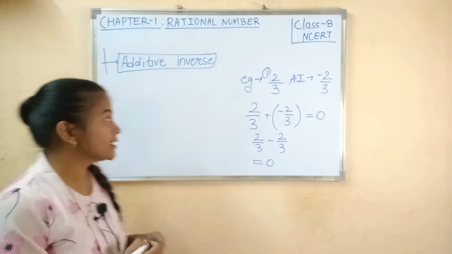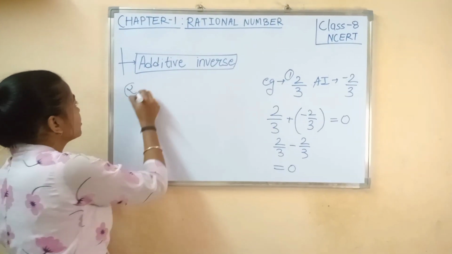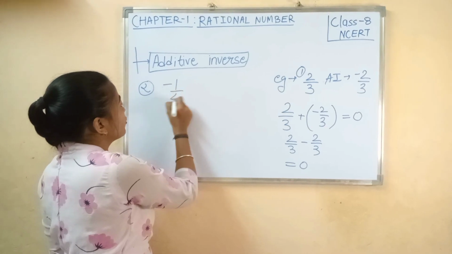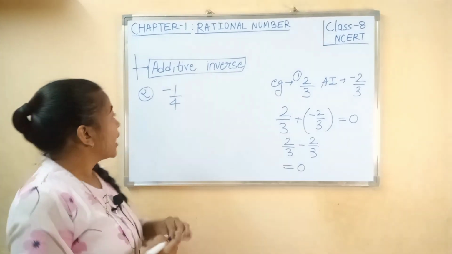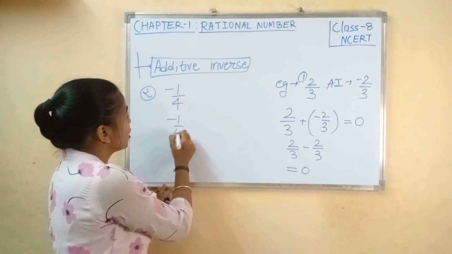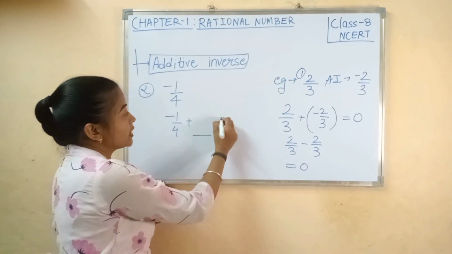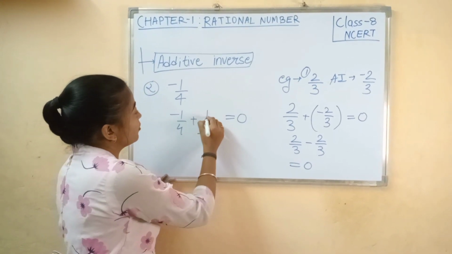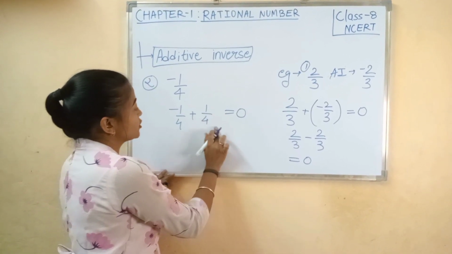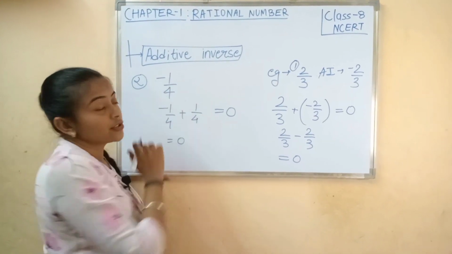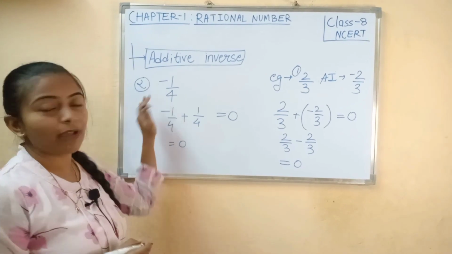Similarly we are taking another example. We have to find the additive inverse of minus 1 by 4. So for minus 1 by 4, what should be added here so that it becomes 0? We will add 1 by 4 to it, so it will become 0. So the additive inverse of minus 1 by 4 will be 1 by 4.